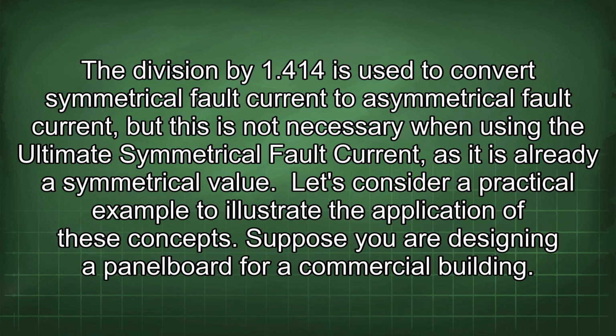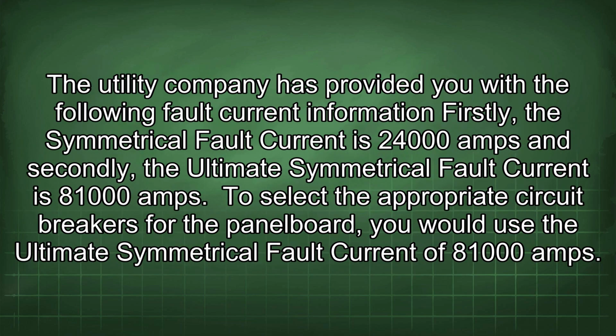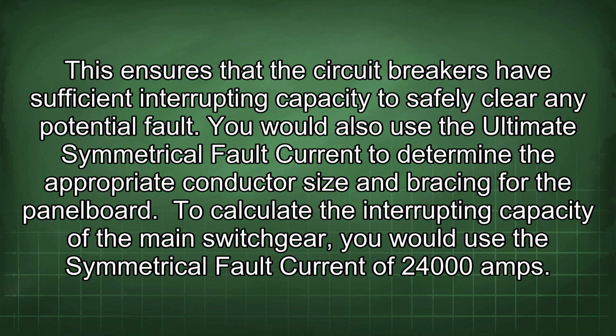Suppose you are designing a panel board for a commercial building. The utility company has provided you with the following fault current information. Firstly, the symmetrical fault current is 24,000 amps, and secondly, the ultimate symmetrical fault current is 81,000 amps. To select the appropriate circuit breakers for the panel board, you would use the ultimate symmetrical fault current of 81,000 amps. This ensures that the circuit breakers have sufficient interrupting capacity to safely clear any potential fault.